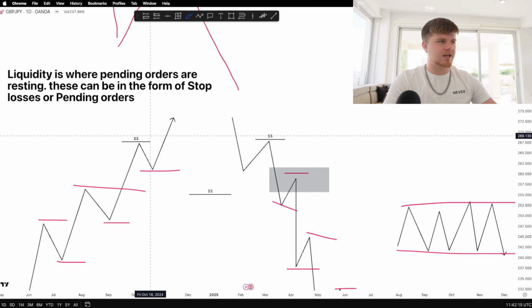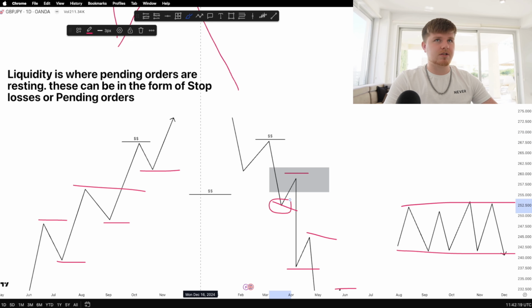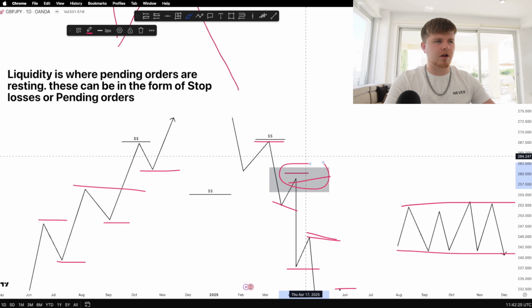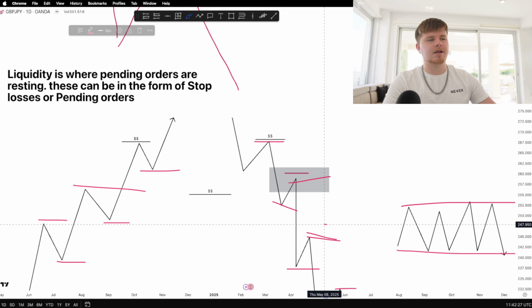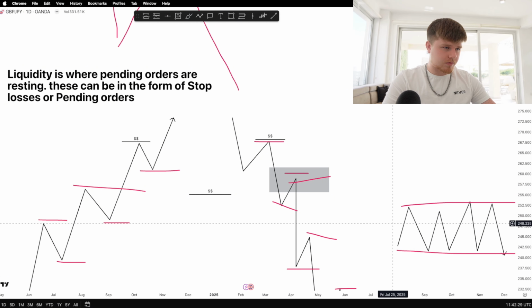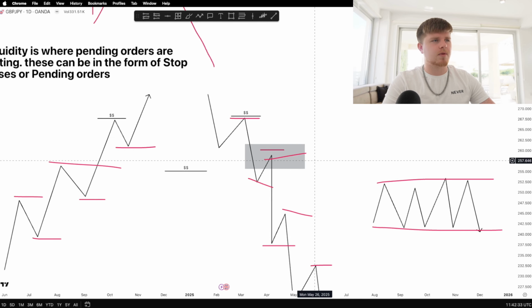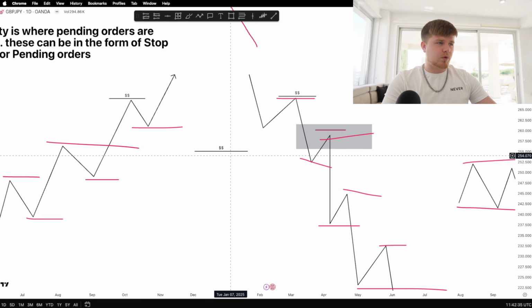And that applies to every form. So when we take out this high, this then becomes invalid. When we take out this low, this then becomes invalid. And the stuff we leave behind still remains valid, because there's still going to be stop losses here, there's still going to be pending orders here and stuff like that. So it's still valid there, unless it's been taken out. Okay, that's what you need to understand about liquidity.